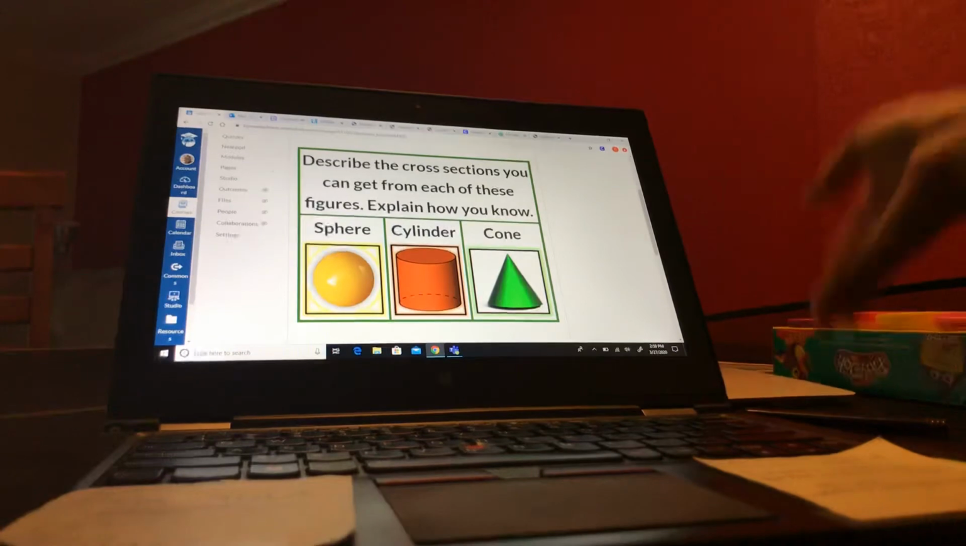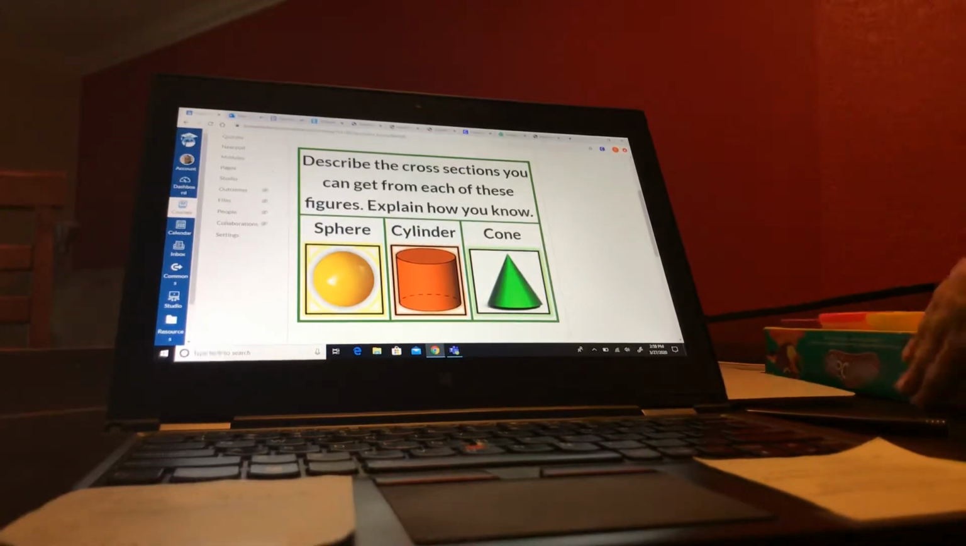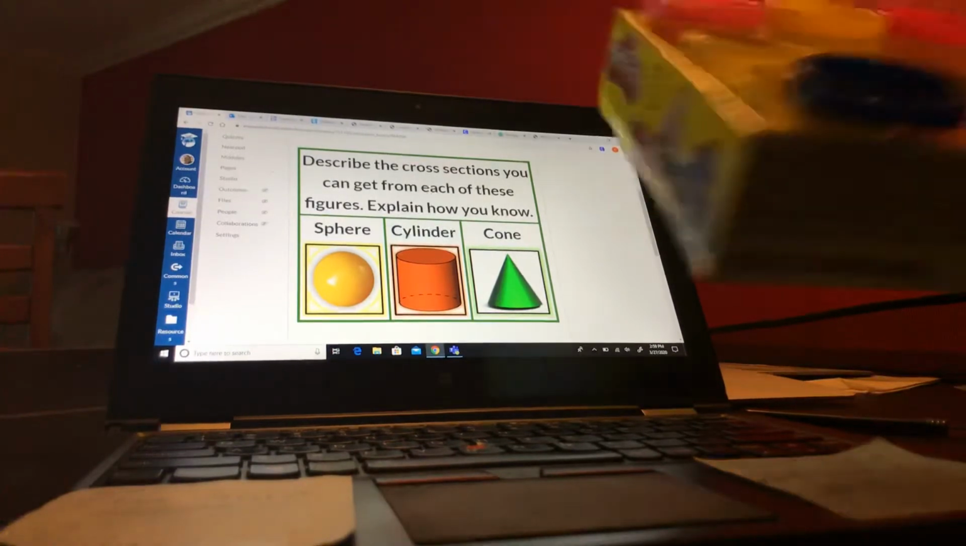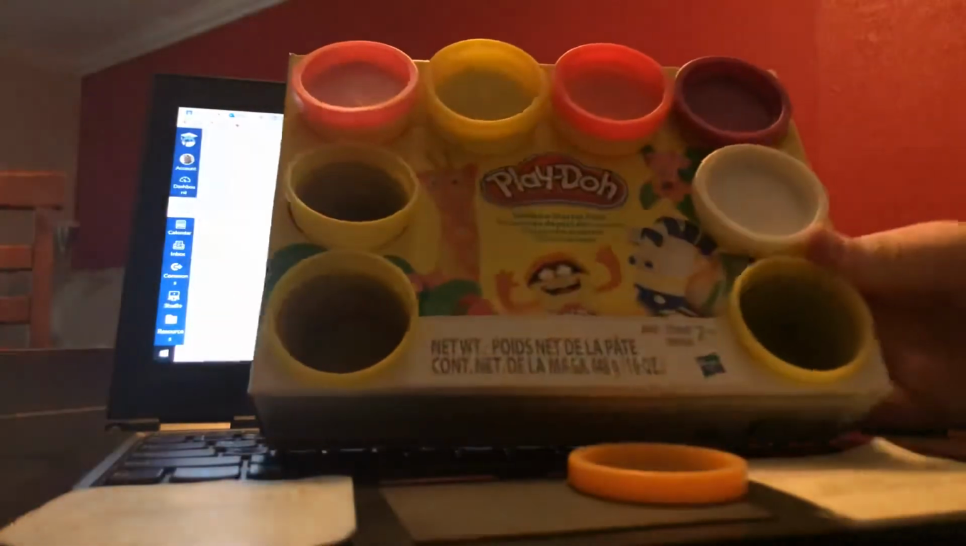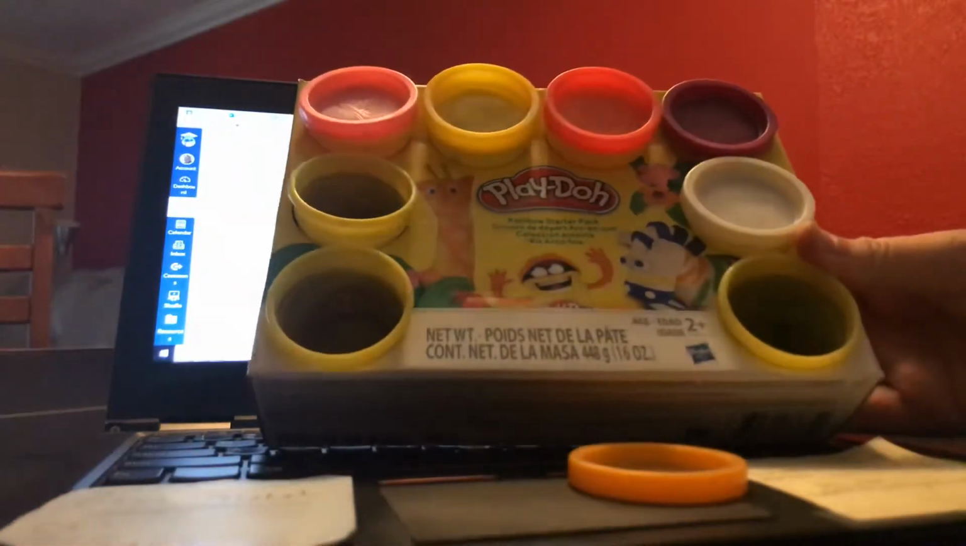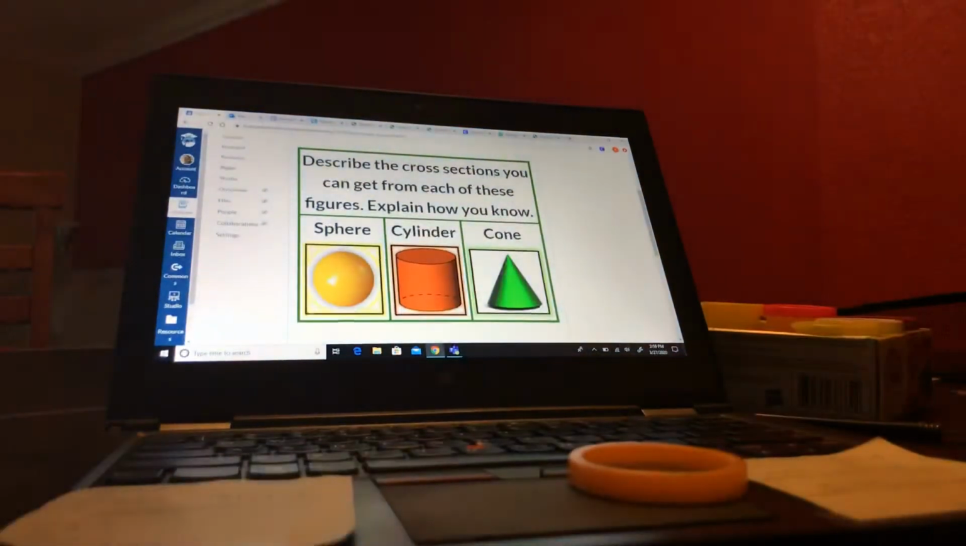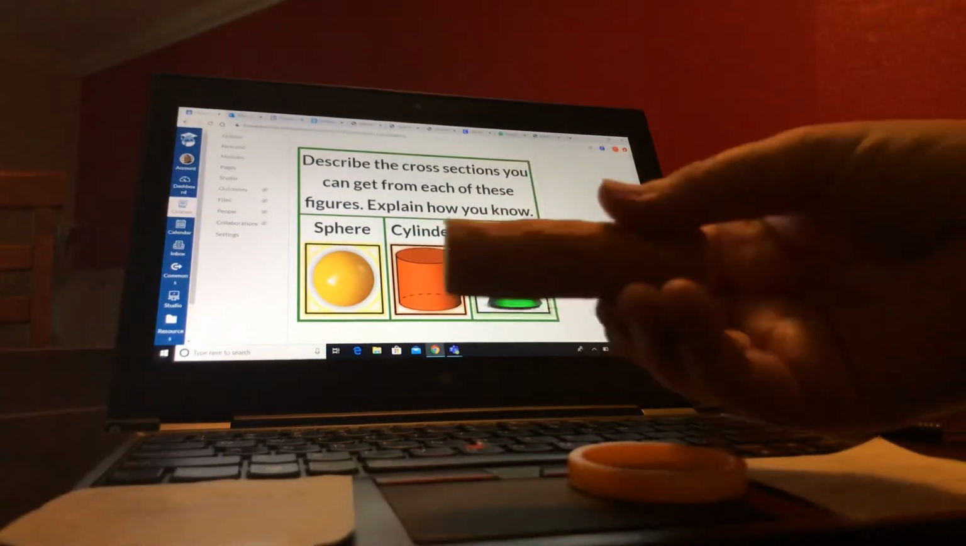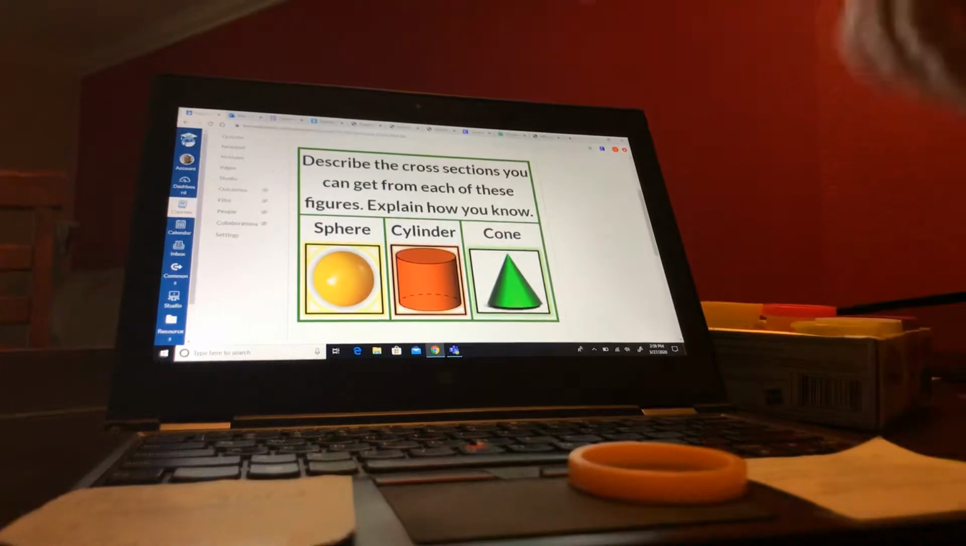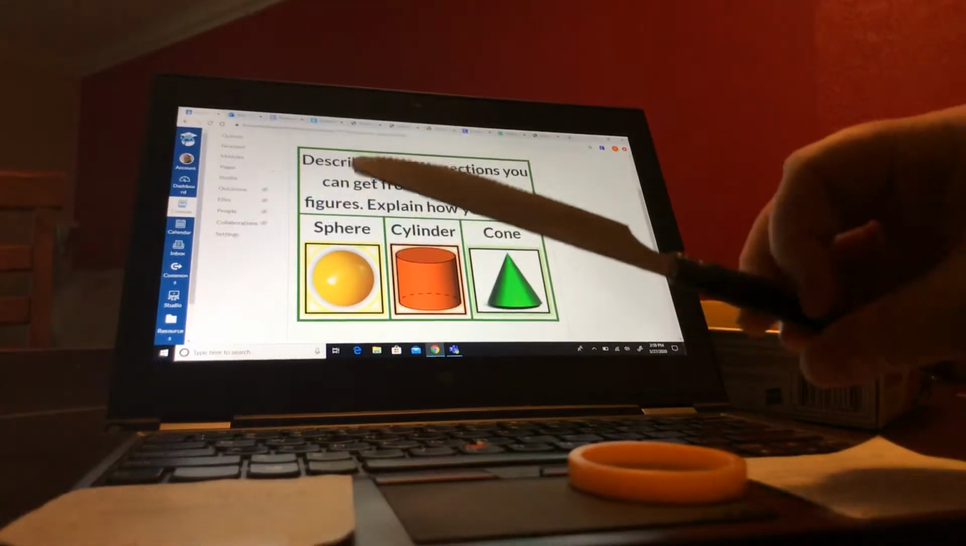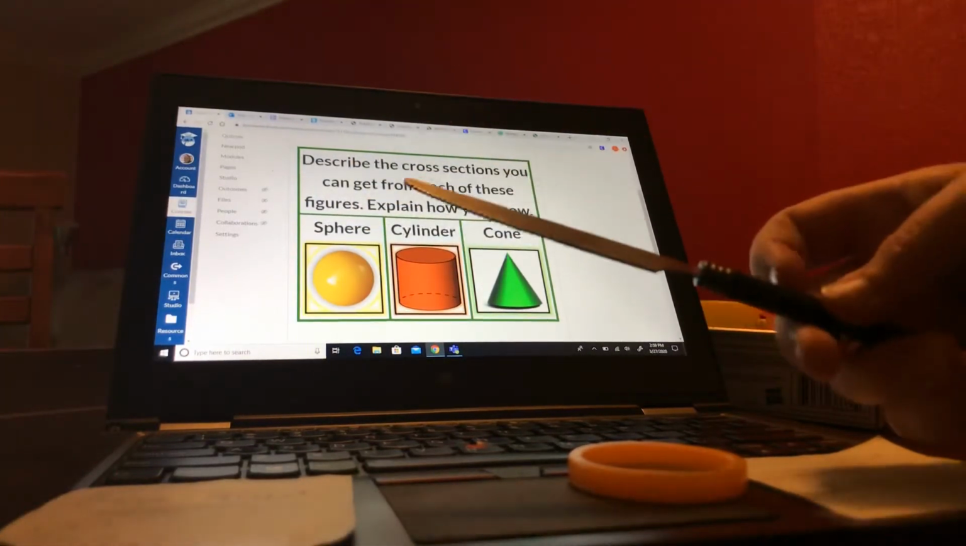Okay? So for today's lesson, if you have Play-Doh, this could make your life a little bit easier today. All right? So for today's demonstration, we will be using Play-Doh and butter knives in order to make our cross sections, okay?